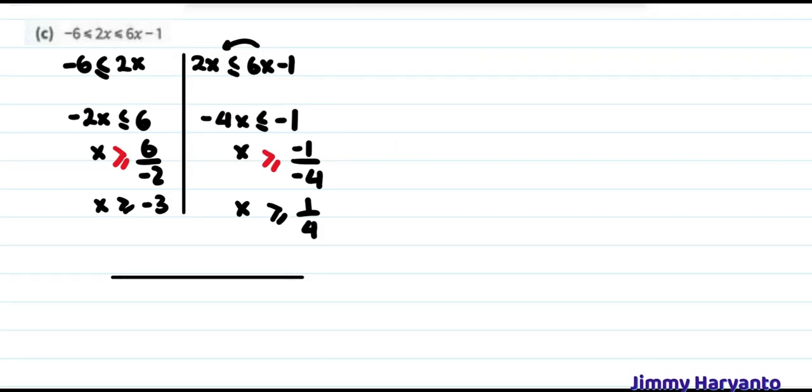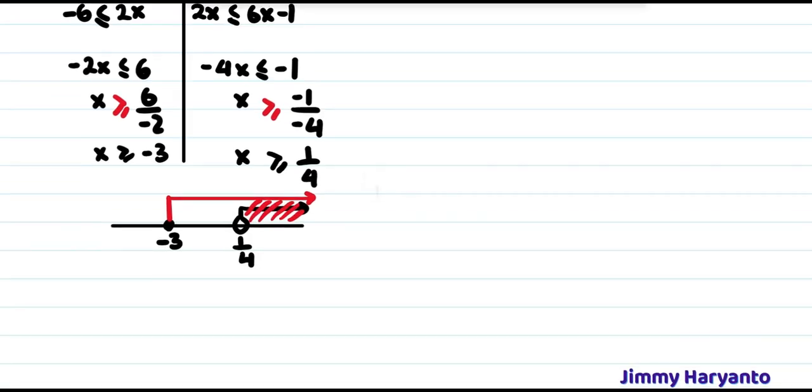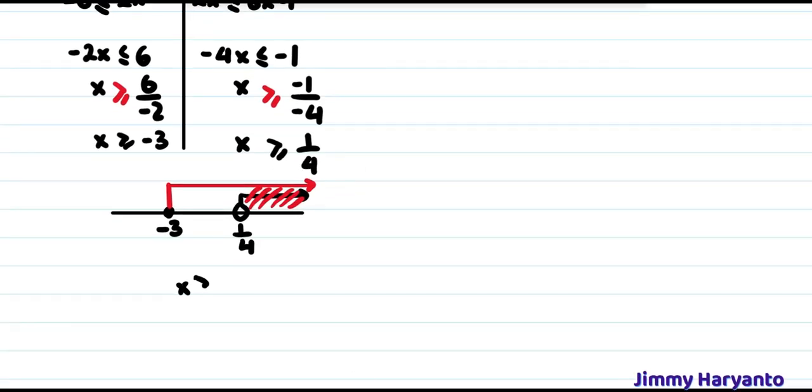and then we have to create the number line. So negative 3 is right here, and then 1 over 4 is right there. 1 over 4 go to the right, negative 3 also go to the right. This is the overlap area. That also means the value of x is greater than 1 over 4.